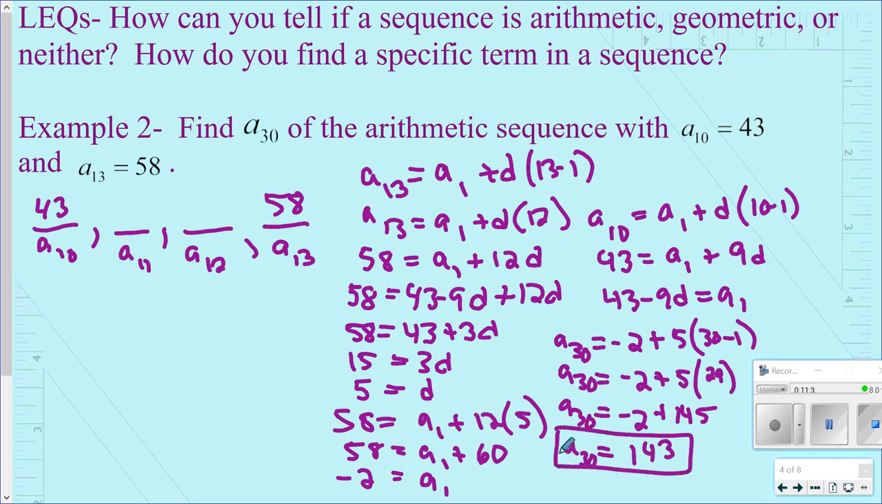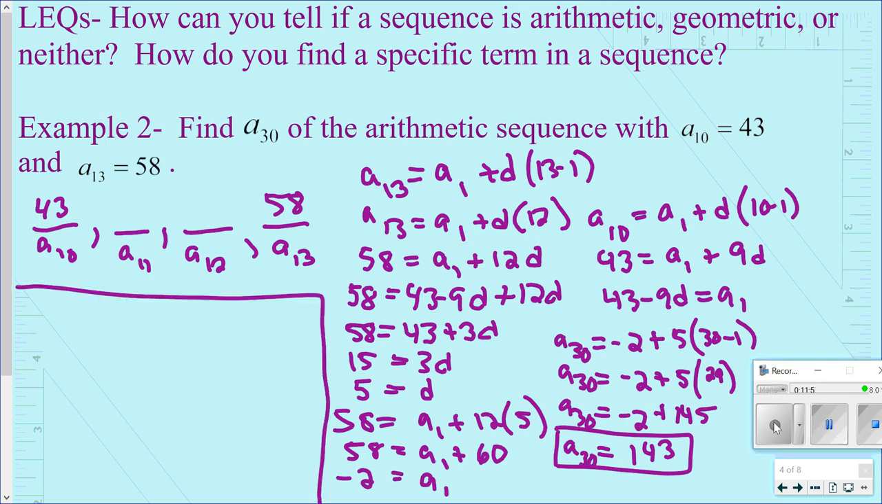Okay. Now, we had to go through several steps there to get that. Not that they were difficult steps, but it did take us a few steps to get there because we had to figure out what d was. Then we had to figure out what a sub 1 was. Then we had to figure out what the 30th term was. So I'm going to show you another approach to this problem, which is maybe just slightly easier. So we're going to take a look at that now.